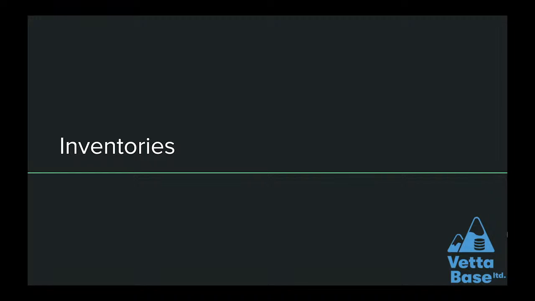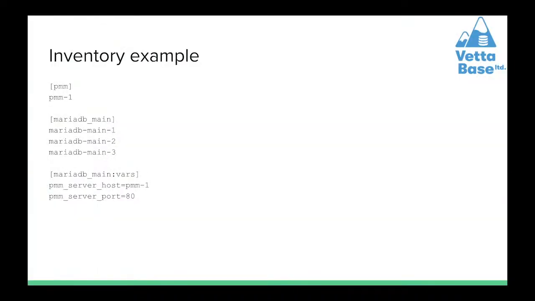So let's proceed by talking about inventories. This is a very simple example of inventory. You can see we have two groups, PMM. We have only one host in the PMM group, but I think it's still a good idea to have a group. Why? Because in the future you could have two PMM servers, for example, and if you configure them for a group of servers, all you will have to do in theory is to just add another host in this group.